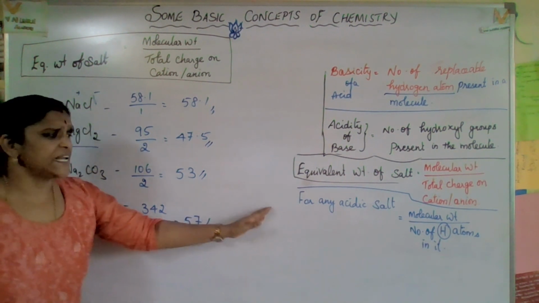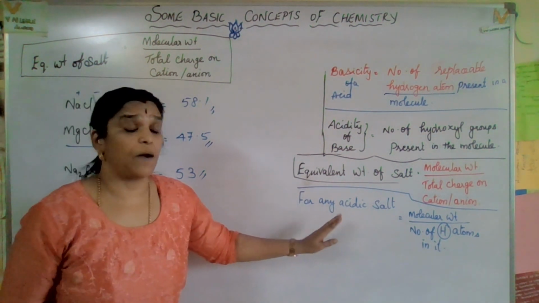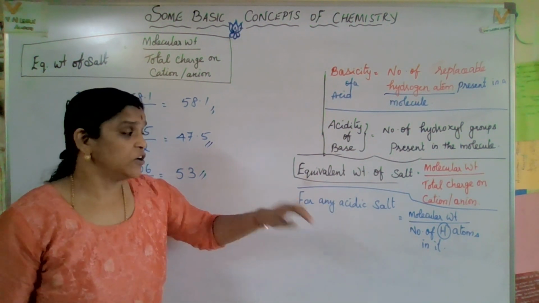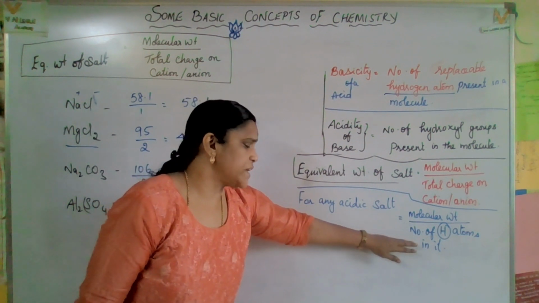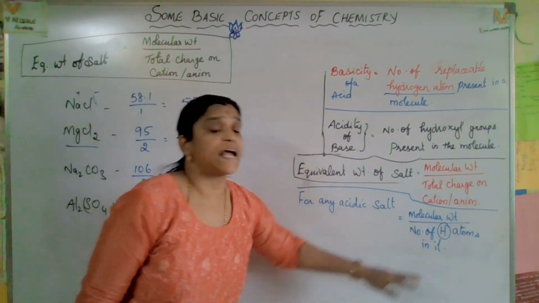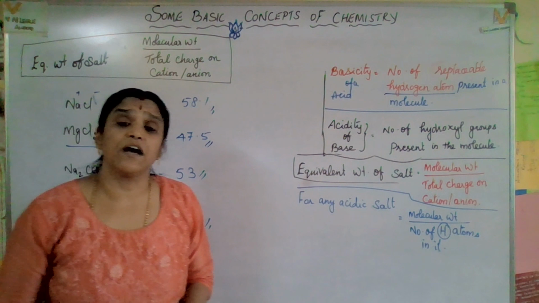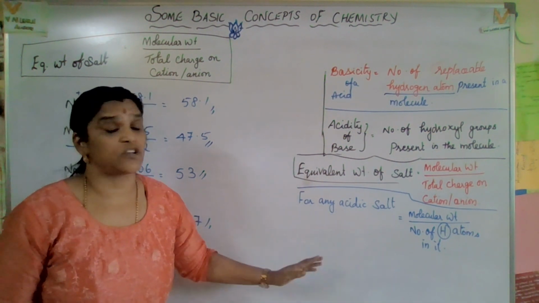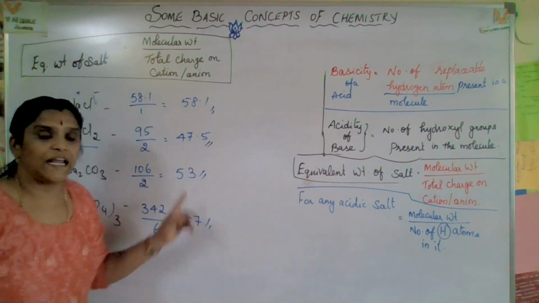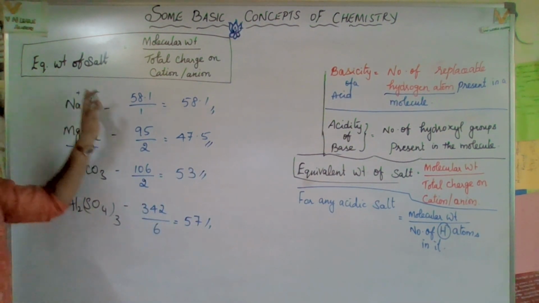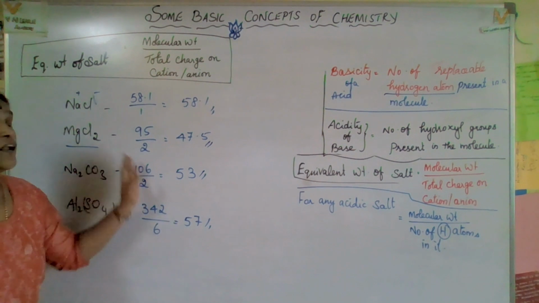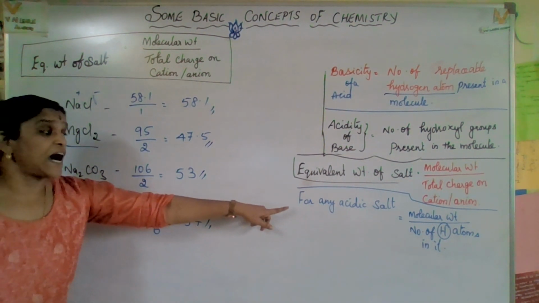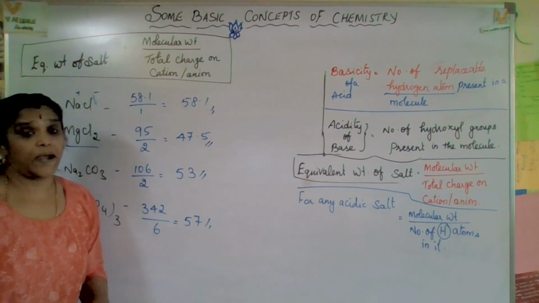Okay, now acidic salt. Let us check about acidic salt. Acidic salt means it has H plus ion. So that means molecular weight divided by the number of hydrogen atoms present in it, like NaHCO3, such kinds of salts. Hope you got a clear idea about the equivalent weight of salt and how to calculate it, in case they ask in a question. Okay, now let us check how to identify an acidic salt.